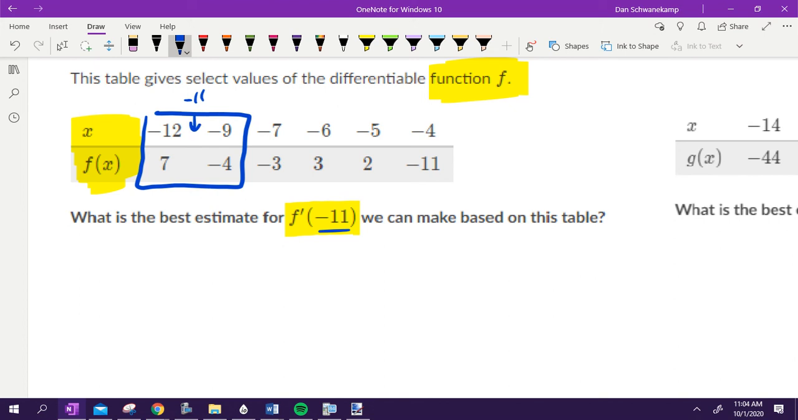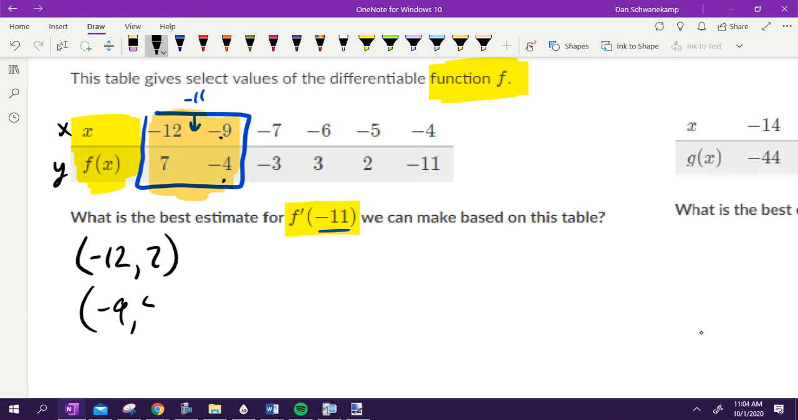So we're going to pick whatever the 2 values are that are the closest to negative 11. So we're picking these 2 right here. It gives you 2 ordered pairs. You've got the ordered pair negative 12, comma 7, and negative 9, negative 4. Make sure you're writing that as x and y. These are your x's up here. These are your y's down here.